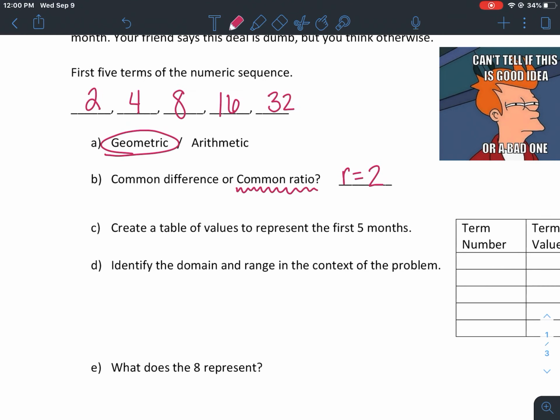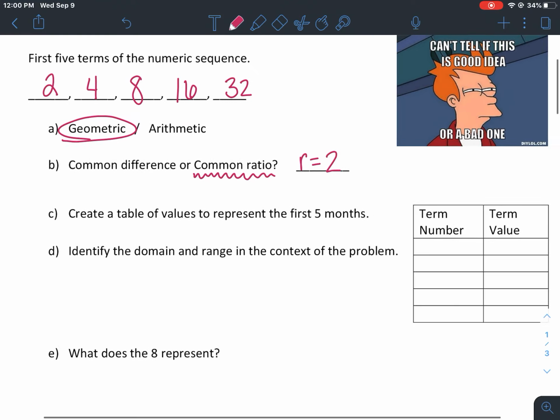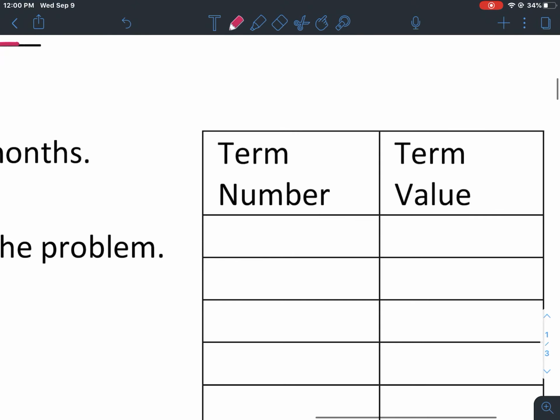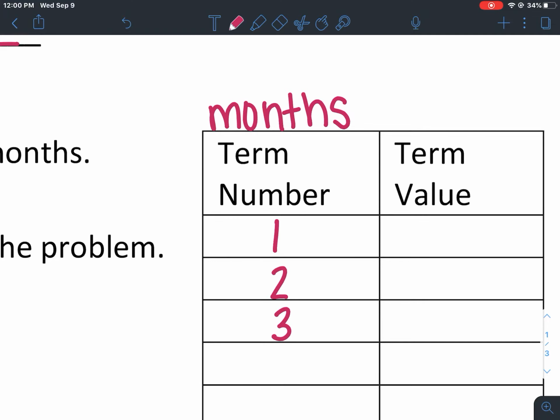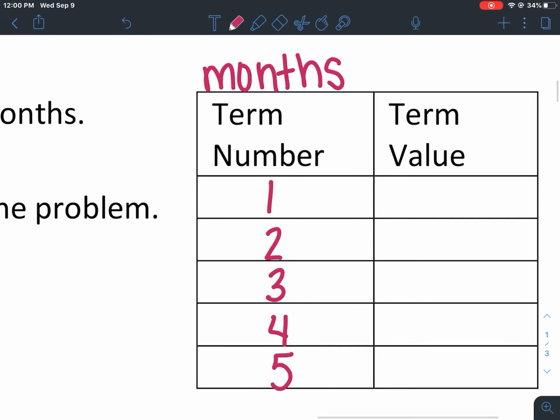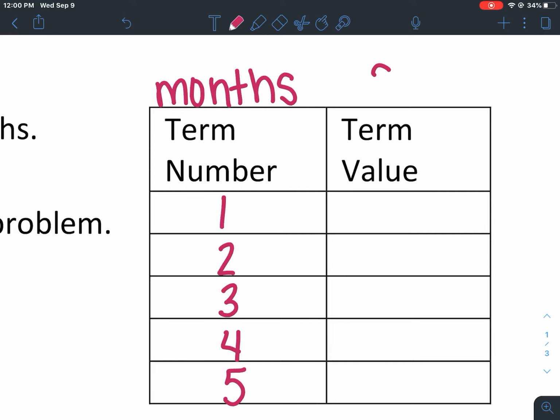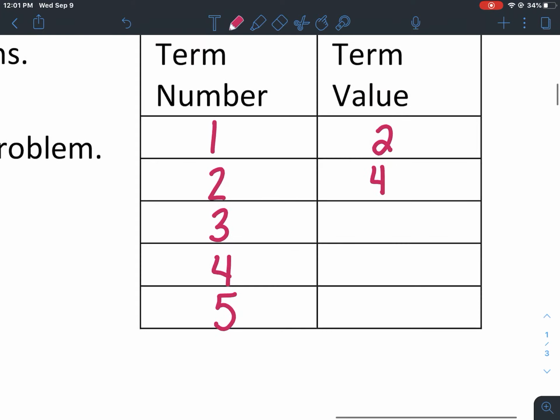We're going to create a table of values to represent these first 5 months. So we're taking that numeric sequence and we're just transferring it into this table of values. Term number is going to be the months: first month, second month, third month, fourth month, fifth month. And our term value will be the amount of money we have. So after the first month, we said we had $2. Second month was $4. Third month was 8, 16, and 32.